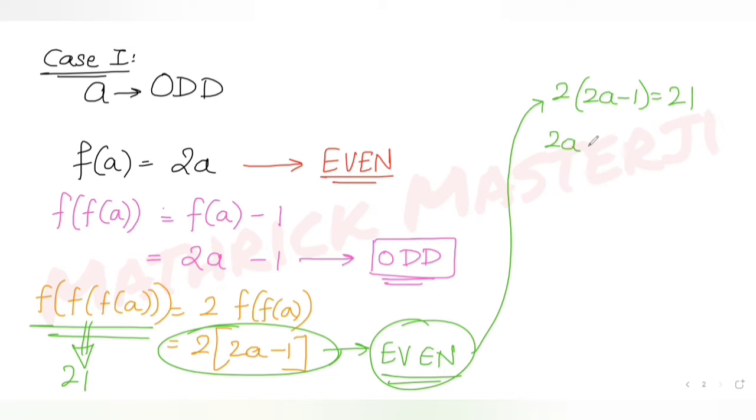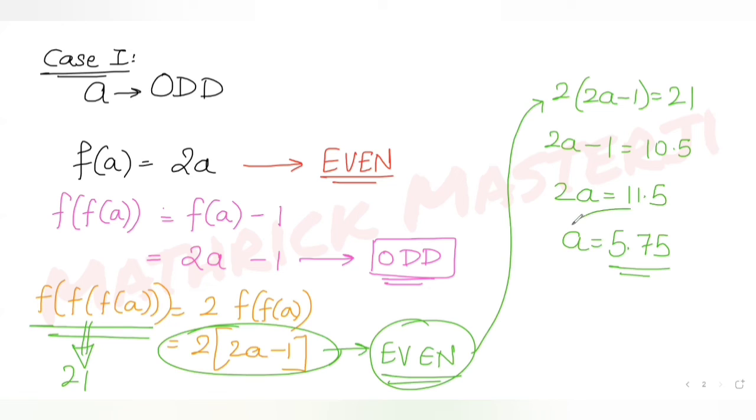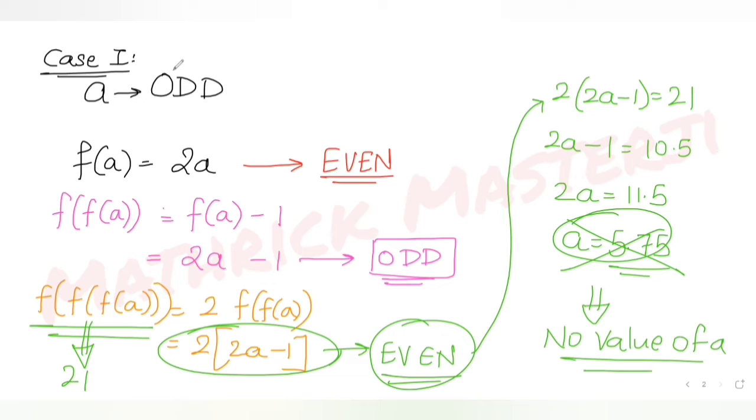If I solve for this, I get 2a minus 1 is 21 divided by 2, which is 10.5. So 2a becomes 11.5, and a in this case becomes 5.75. Now, a being 5.75 cannot be the value of a, because it's told that a belongs to the natural numbers. This is not a natural number, so no value of a satisfies this. So a is not an odd natural number, this case is rejected, and we cannot have a as an odd number.